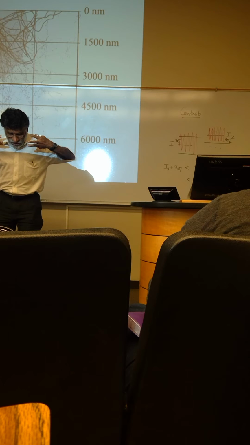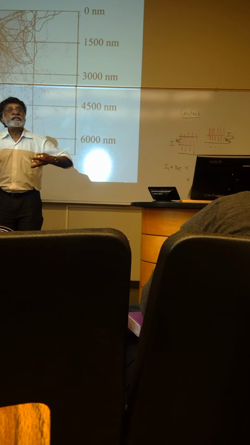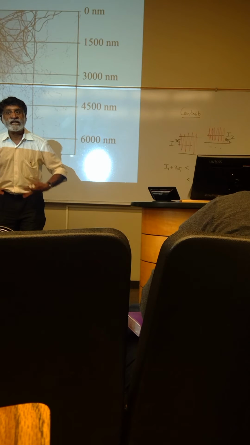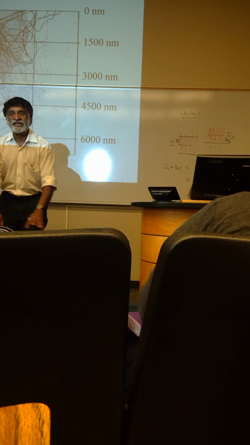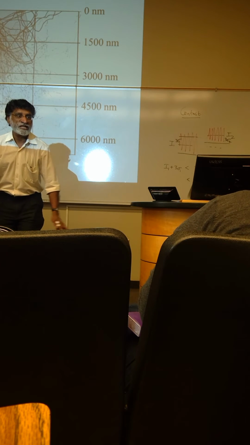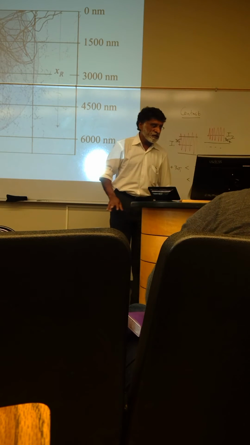Then the electron is still continuing to lose energy, and finally its energy becomes of the order of kT. After that, you cannot distinguish where the electron is because it has the same energy as kT. That depth is called the penetration depth.